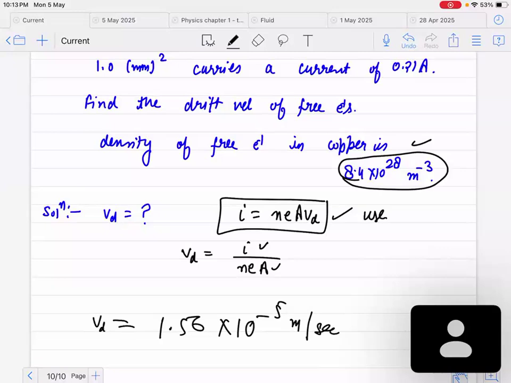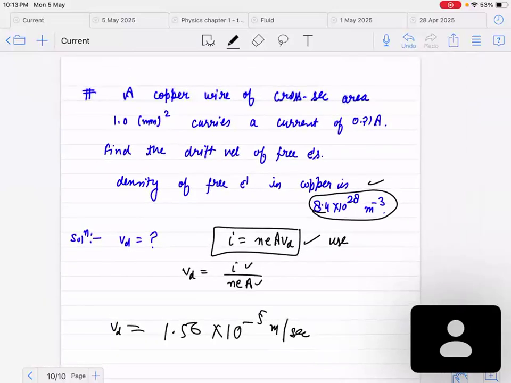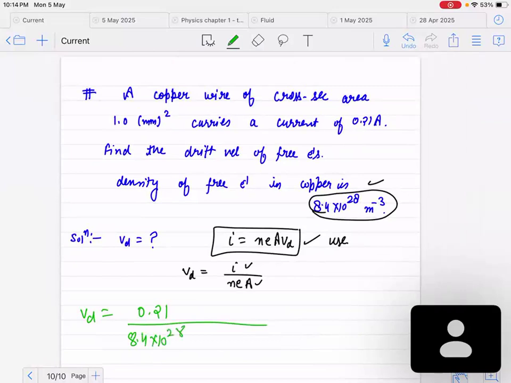Okay, let me calculate it, because I know you people don't have time. I is 0.21, n is 8.4 into 10 to the power 28. Electron charge is 1.6 into 10 to the power minus 19. Area is 1 millimeter square. Millimeter means 10 to the power minus 3 meter.